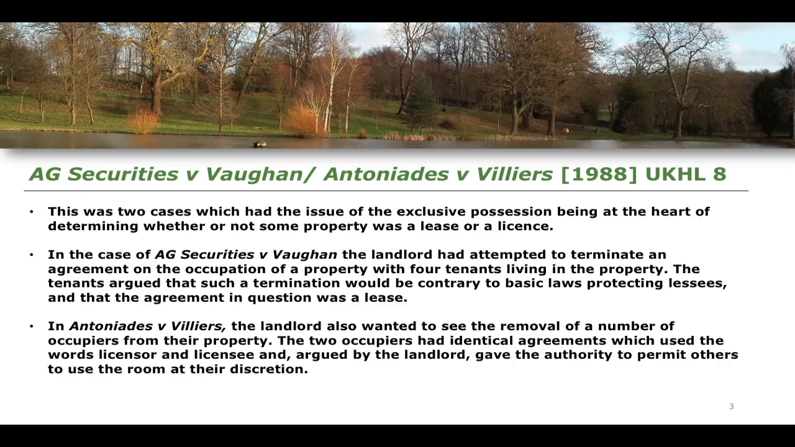In A versus Villiers, the landlord also wanted to see the removal of a number of occupiers from their property. The two occupiers, in fact, had identical agreements which used the words licensor and licensee, and this, the landlord argued, gave the authority to permit others to use the rooms at their discretion, again owing to the fact that there is less protection for a licensee than for a lessee. So, two cases here where we have examples of trying to determine whether or not some property was a lease or a license.